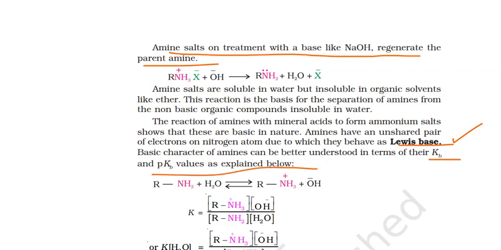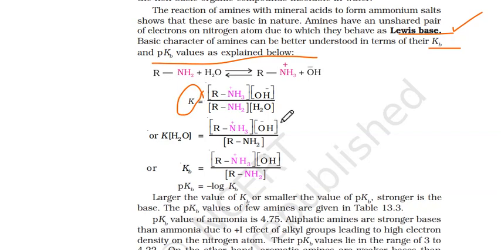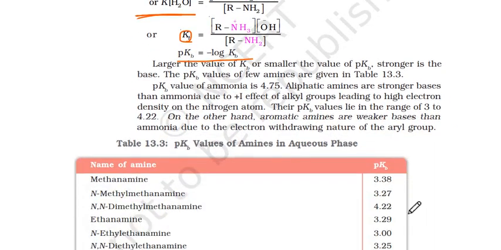Now again, the numerical part: the K value, the constant of the reaction. What you do is take the concentration of the products divided by the concentration of the reactants, and that's how you get it for water. Again, you'll do the same and you'll get the Kb value. So pKb, we know, is minus log of Kb. The larger the value of Kb or the smaller the value of pKb, the stronger is the base.